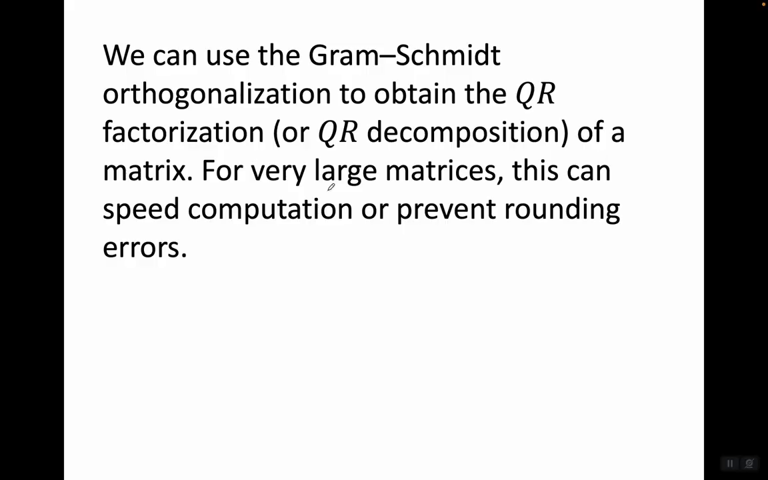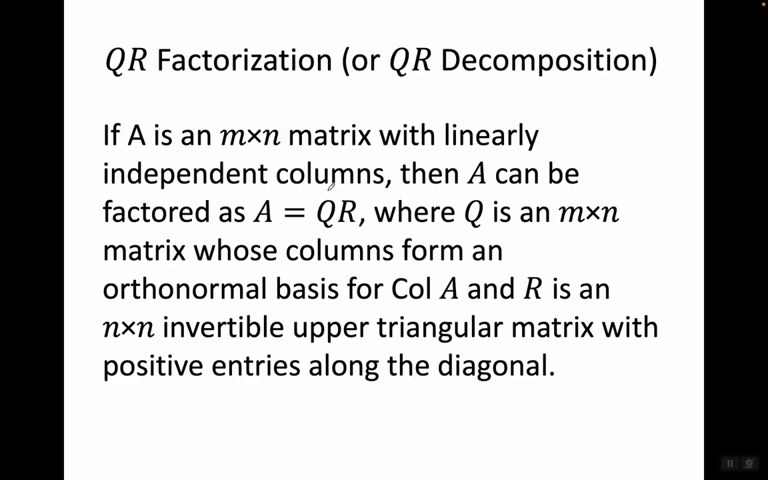We can use the Gram-Schmidt orthogonalization to obtain the QR factorization, or QR decomposition of a matrix. For very large matrices, this can speed computation or prevent rounding errors. If A is an m by n matrix with linearly independent columns, then A can be factored as QR, where Q is an m by n matrix whose columns form an orthonormal basis for the column space of A, and R is an n by n invertible upper triangular matrix with positive entries along the diagonal.